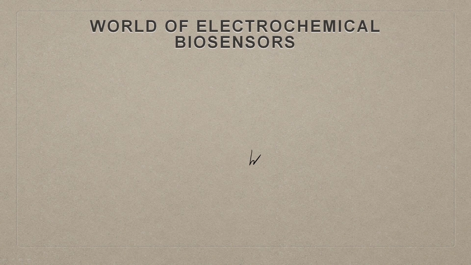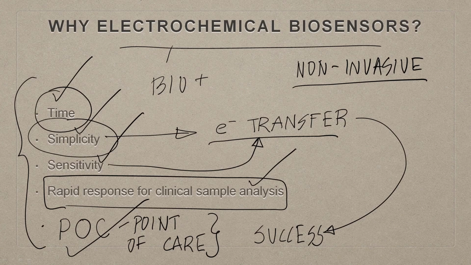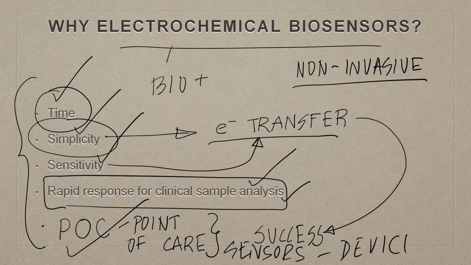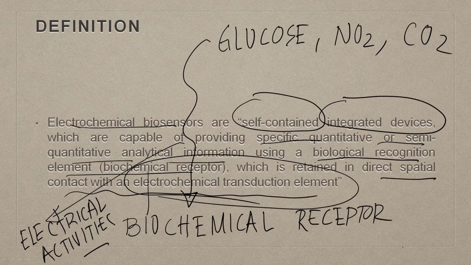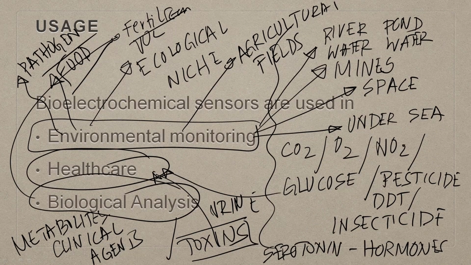So, last two classes we initiated with the basics of biosensor development, and I'll just do a bit of a recap for you guys. We talked about the world of electrochemical biosensors or bioelectrochemical sensors. We talked about the time, simplicity, sensitivity, rapid response for clinical samples, and point of care sensors or point of care devices. Then we talked about the definition of electrochemical biosensors. Then we talked about the usage in environmental monitoring, healthcare and biological analysis.